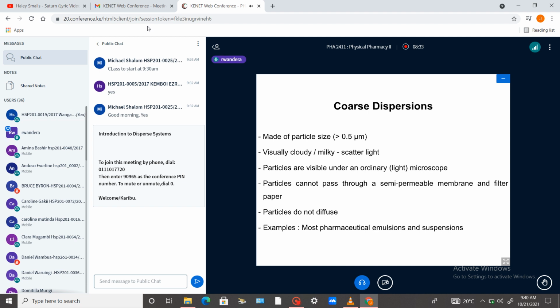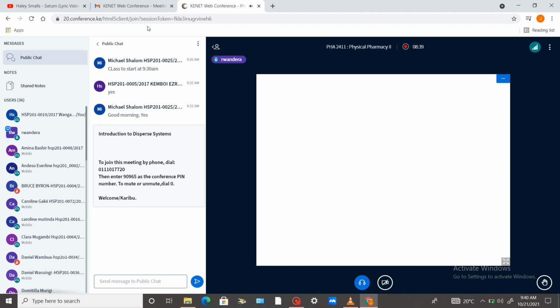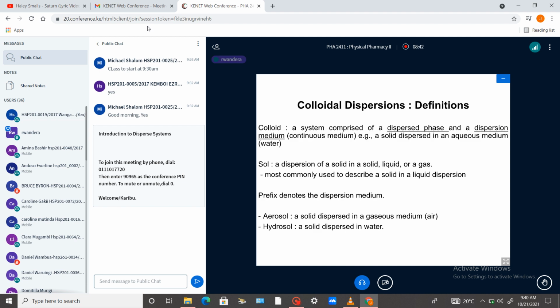So that's just a brief introduction of disperse systems. So we have molecular, colloidal, and coarse dispersion. Now, the definition does not change. So what is a colloid or a colloidal dispersion? It is a system comprised of a disperse phase and a dispersion medium. A good example is when a solid is dispersed in water. Now, what makes it a colloidal dispersion is the size range. The particles of the dispersed phase will fall between 1 nanometer and 0.5 micrometer.